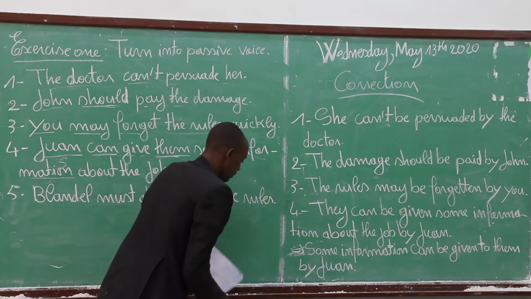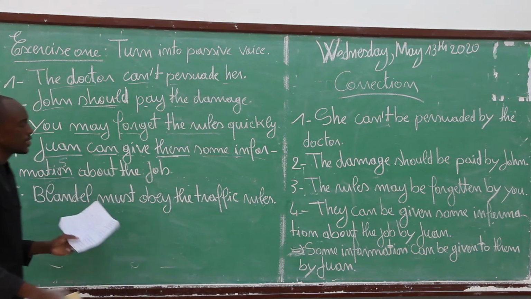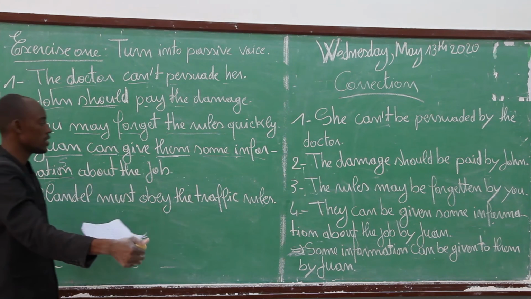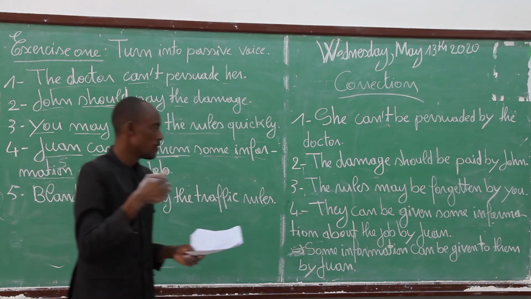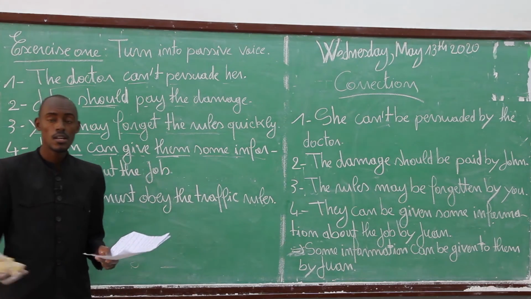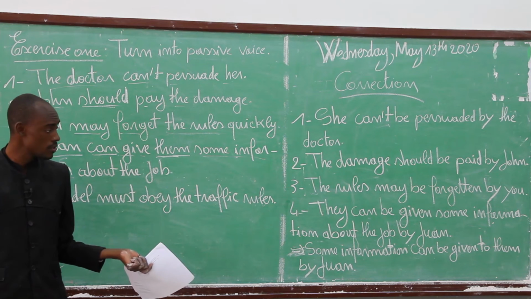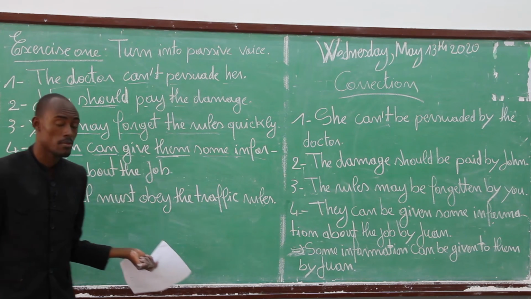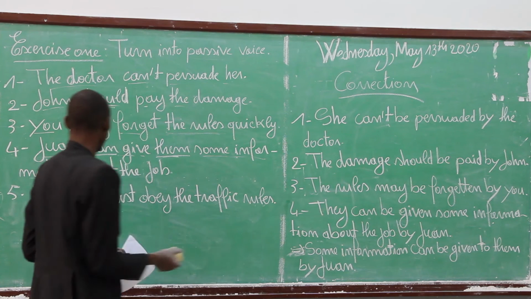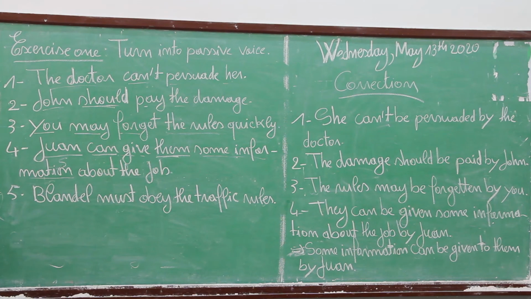Yes, this is the second possibility. We have the first possibility: they can be given some information about the job by Joan, or some information about the job can be given to them by Joan. Now let's take another. We can come back here. Let's take the last sentence.